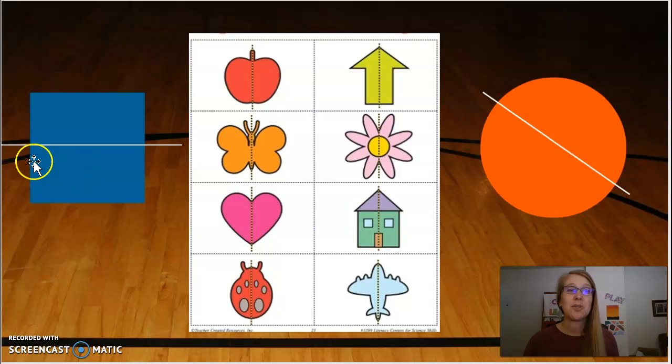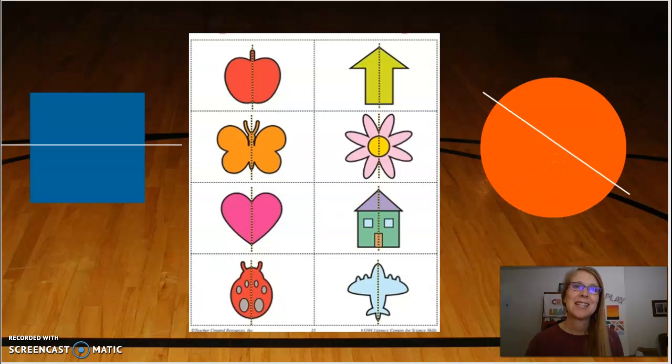You can also draw lines of symmetry sometimes horizontally across, like we did on our square, and diagonally. This circle has one line of symmetry. It can go diagonal. You could move that line around, couldn't you? Go up and down, but diagonal is an option as well.